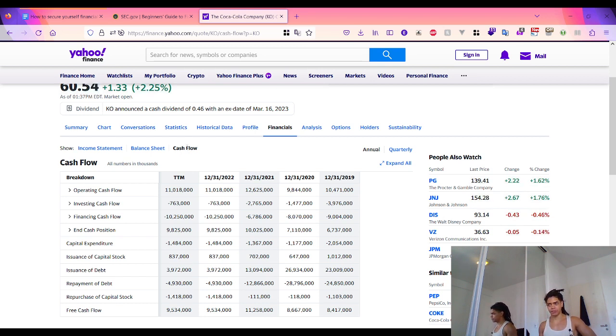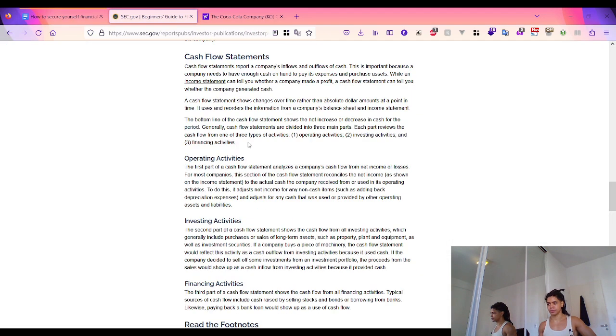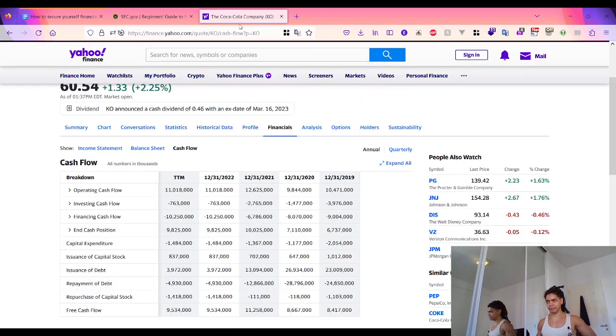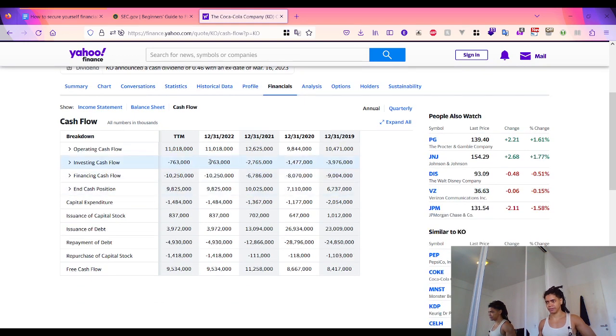And this is done over time, okay? Because cash flow statements show change over time rather than an absolute dollar amount at a point in time. So it shows you change over time rather than the absolute amount of dollars at a point in time.